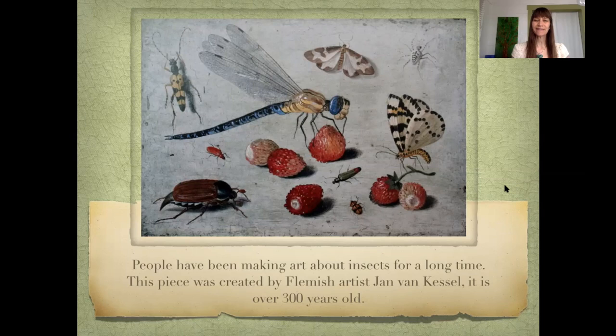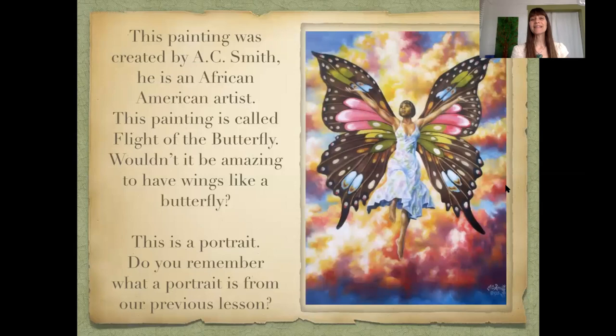This painting was created by A.C. Smith. He's an African-American artist. This painting is called Flight of the Butterfly. Wouldn't it be amazing to have wings like a butterfly? This is a portrait. Do you remember what a portrait is from our previous lesson? If you guessed making a painting or a drawing of a friend, you're right.